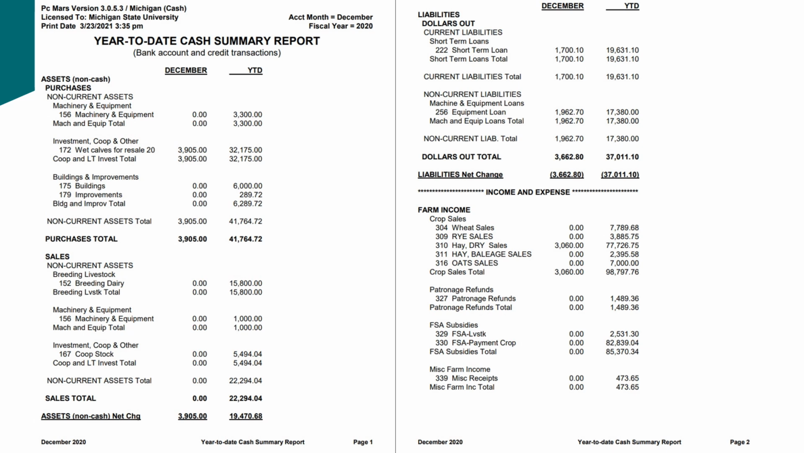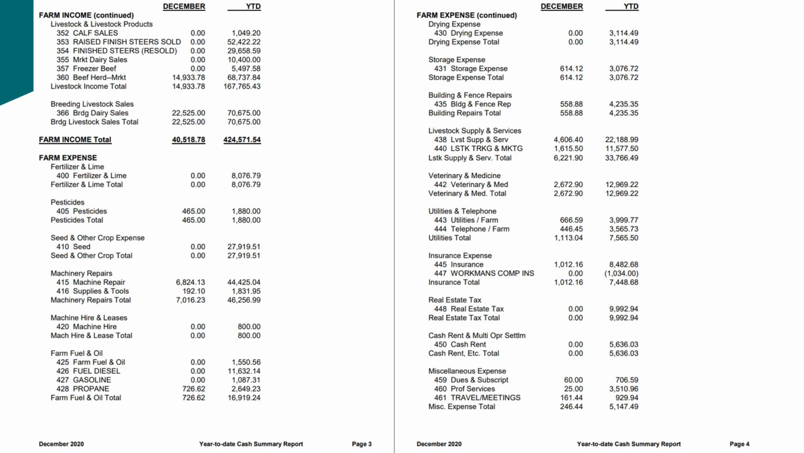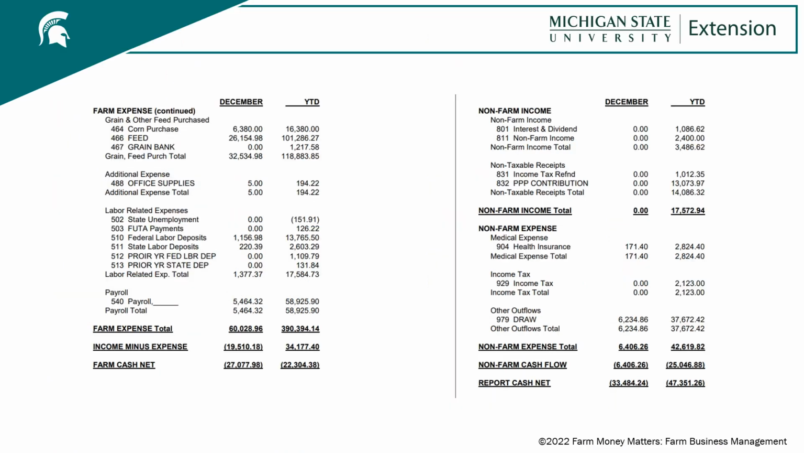It shows total dollar amounts for each account code for the month and to date. Assets and liabilities can be split into inflows or sales or outflows or purchases. Then it shows all income accounts and all expense accounts. And at the end, it subtracts expenses from income and gives you a cash net. It will also include non-farm transactions if you've entered those.